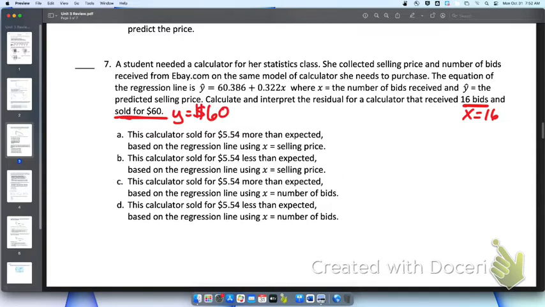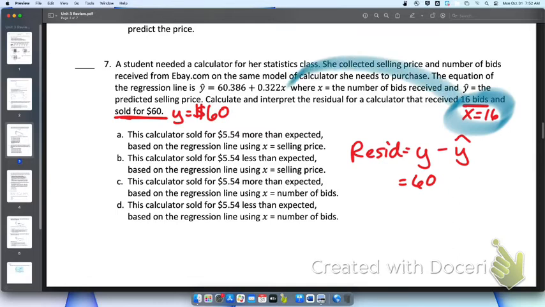What should I do to calculate a residual? Good. A residual is the actual Y minus the predicted Y: Y minus Y hat. We have the actual Y, it's $60. How do we get the predicted Y? I'm going to plug X into the equation, and that's going to give me the predicted Y. So 60.386 plus 0.322X, I'm going to plug in that 16. This gives me the Y hat value for a calculator that got 16 bids.